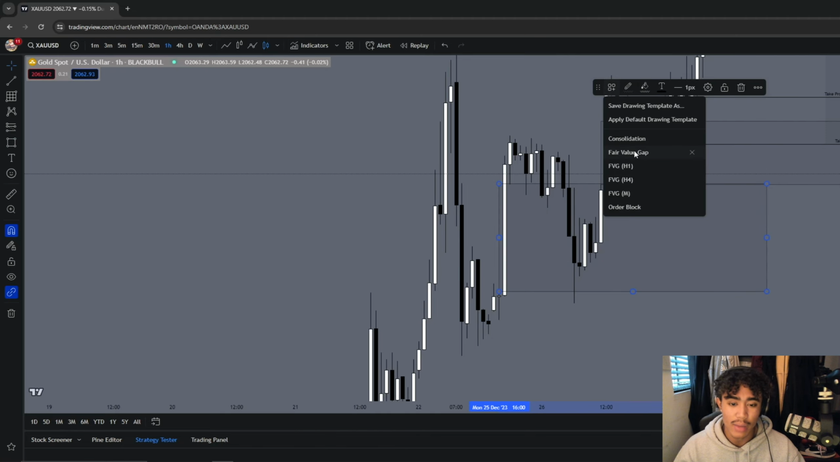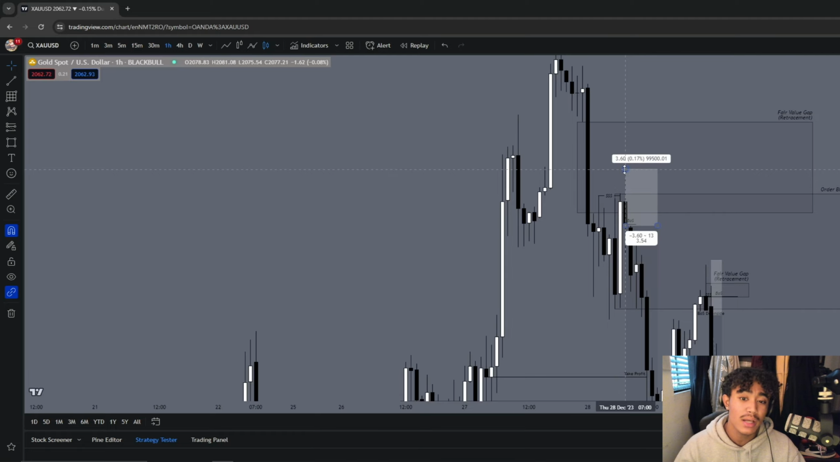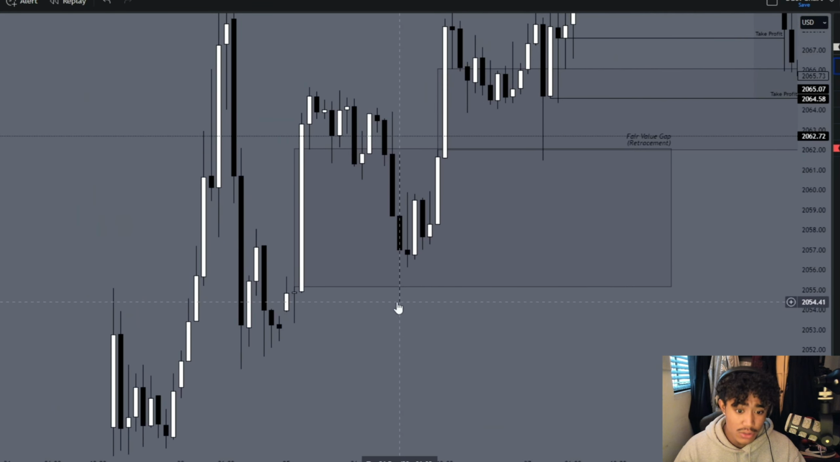But anyway, bam, we have an overall fair value gap right here. In these examples, you see, okay, we made a nice retracement. Made around a 50% retracement. This one, we made a 110% retracement. We surpassed the fair value gap. What would you do in a scenario like this? We surpassed it, but we still validated it.